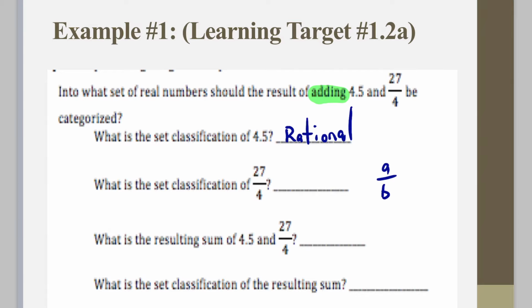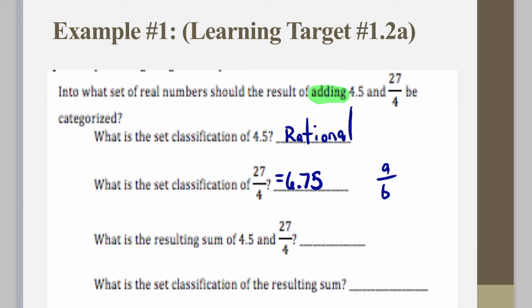So what we have to do is look: is 27 an integer? Yes. Is 4 an integer? Yes. So we have an integer divided by an integer. So if we convert that to a decimal by taking 27 and dividing it by 4, that is equal to 6.75.